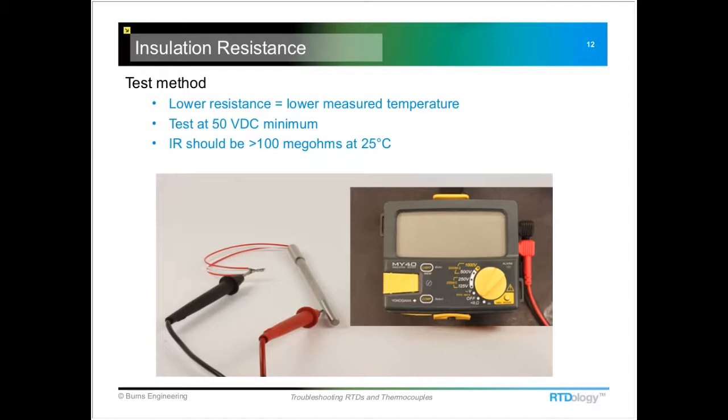The reason for the higher, more stringent test is that as the probe sees higher temperatures, the ability of the materials in it to maintain that insulation resistance decreases. And so we like to start out with a real high number at room temperature so that we're ensured that the probe is still going to read accurately at the higher temperatures.